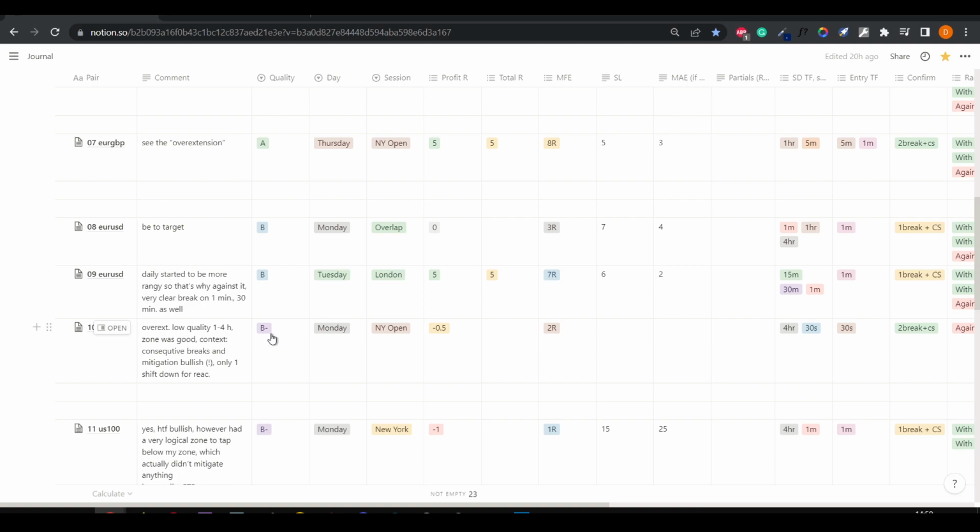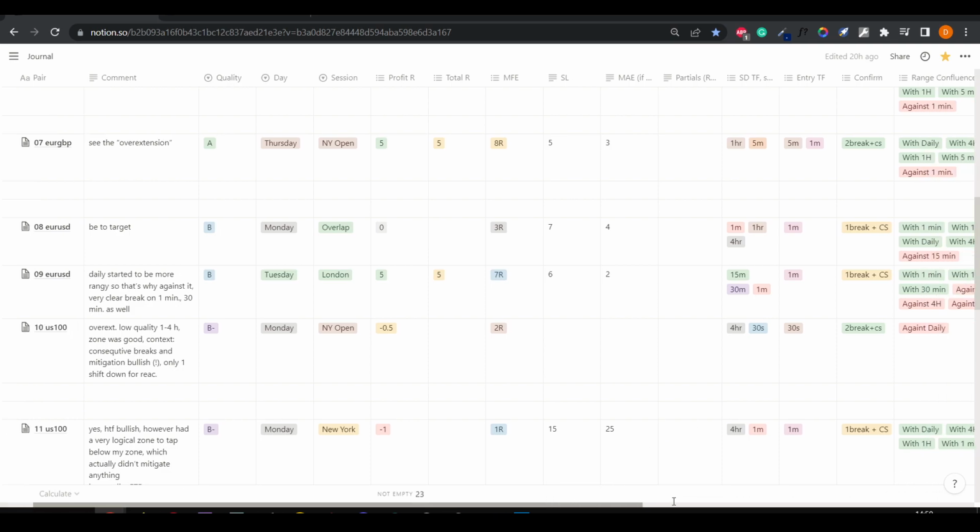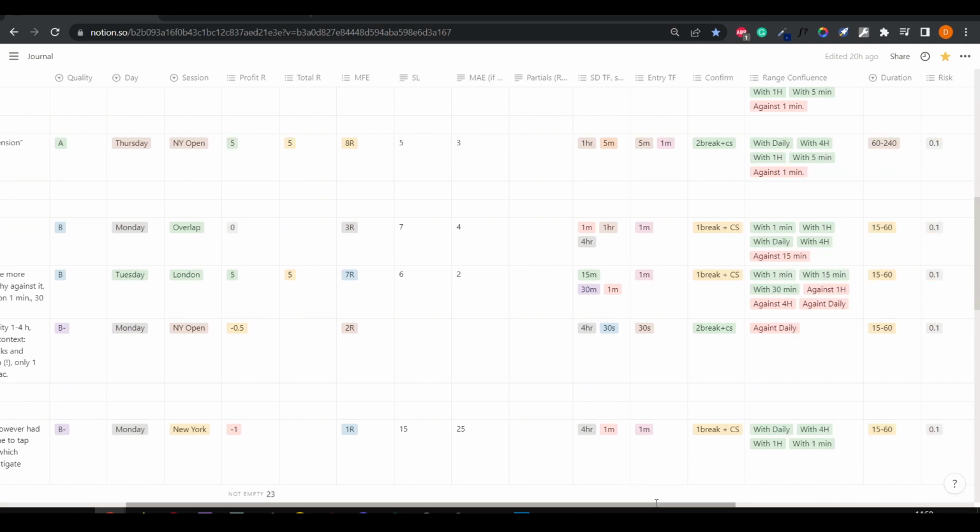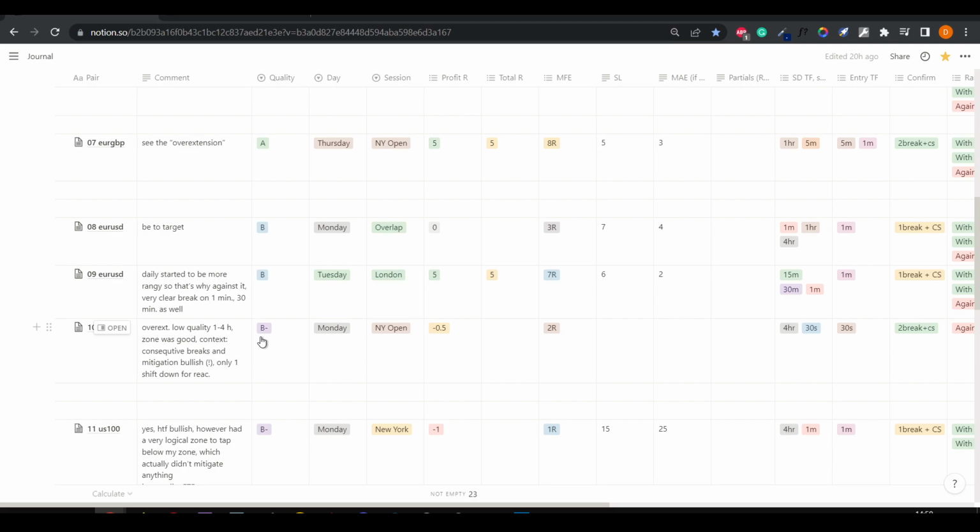It was a B minus quality setup for me. It was on New York Open. It went to 2R. It was kind of forced. You see, the entry was on 30 seconds. I had 2 breaks of structure on 30 seconds, but I was against the daily time frame, which became to shift to the bullish side, and also the weekly was bullish. I will show right now.